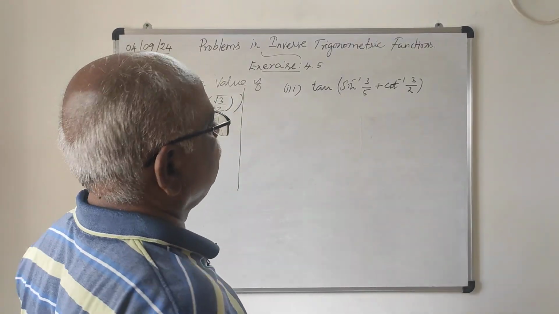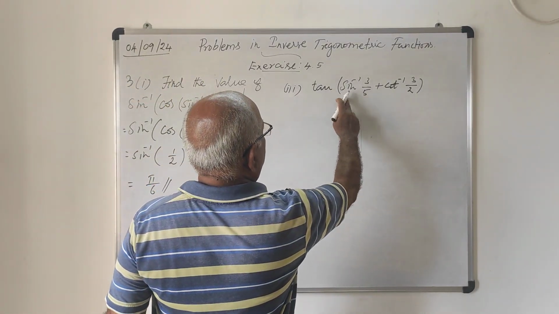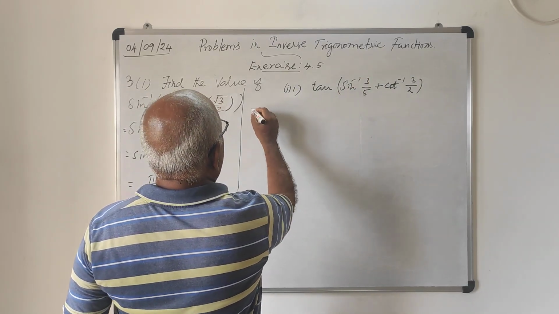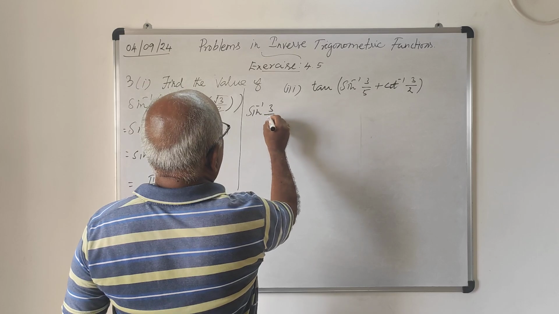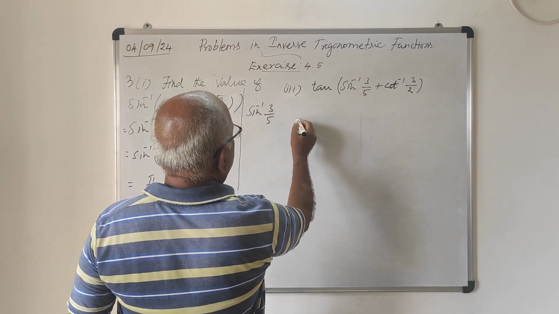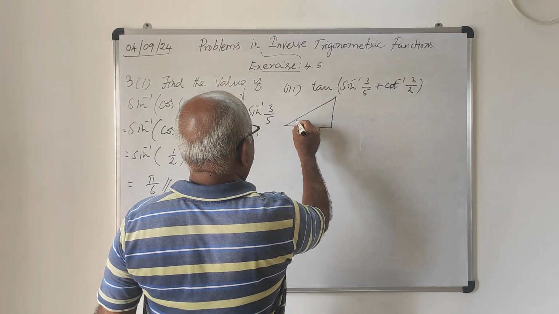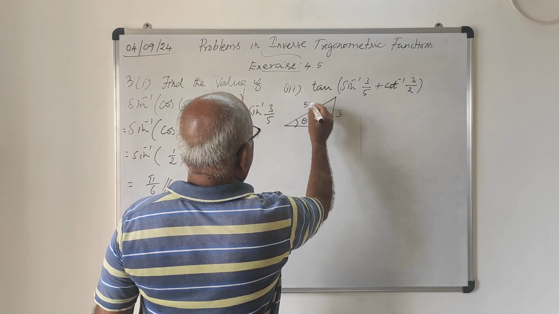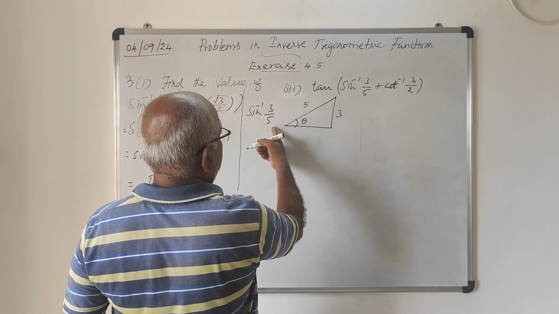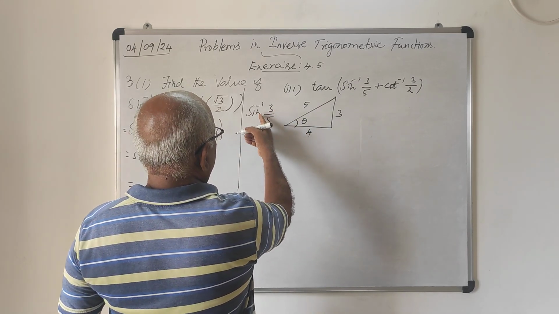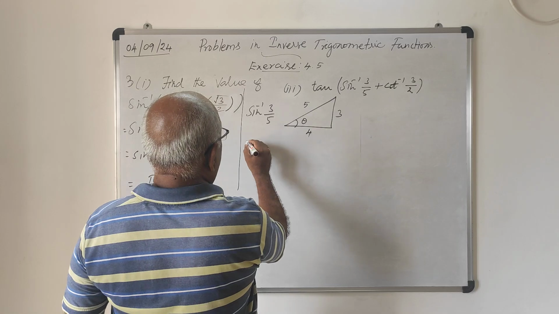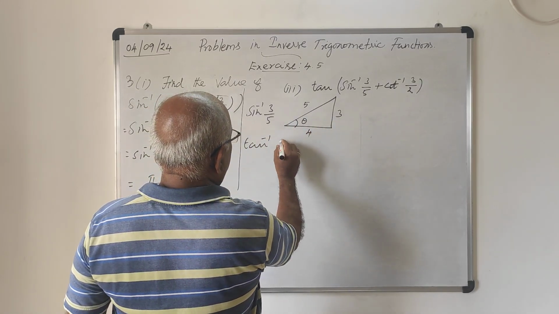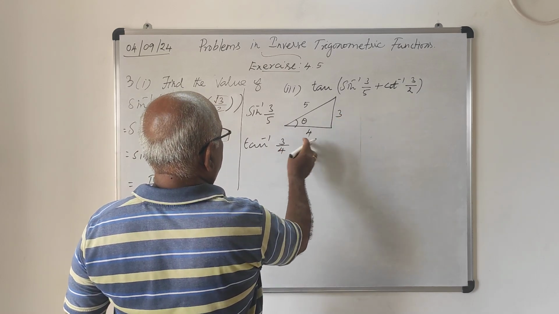For this problem, we have to convert sin inverse of 3 by 5 in terms of tan. From sin inverse of 3 by 5, you get a triangle with angle theta. Sin is opposite by hypotenuse, so this side is 4. From this, tan of sin inverse of 3 by 5 equals tan inverse of 3 by 4, opposite by adjacent.